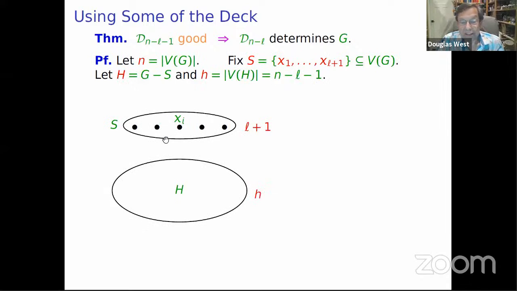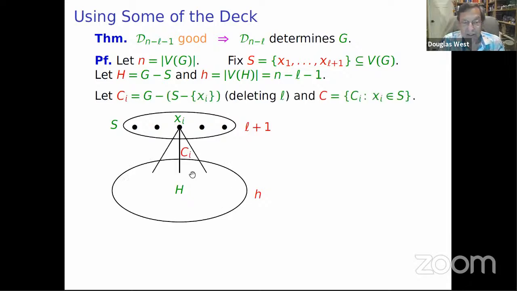So what I want to do is tell you where we're going to find these L plus 2 choose 2 special subgraphs. Let n be the number of vertices in G. Fix a set S of L plus 1 vertices. It doesn't matter what they are; just pick any L plus 1 vertices. When we delete all L plus 1 of them, we're left with some subgraph H, which has little h vertices. But I want to make subgraphs where I delete only L vertices. So let me take one of the special vertices and include it along with all of H. All the ways that I can do that will give me L plus 1 cards, which I call C1 through C L plus 1.